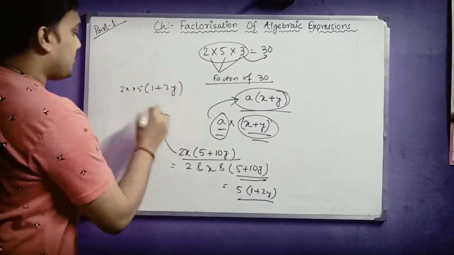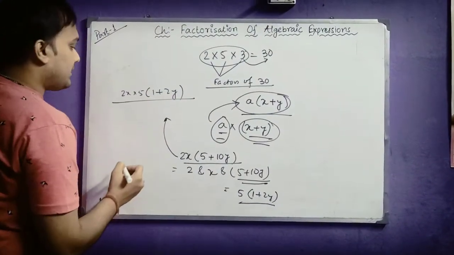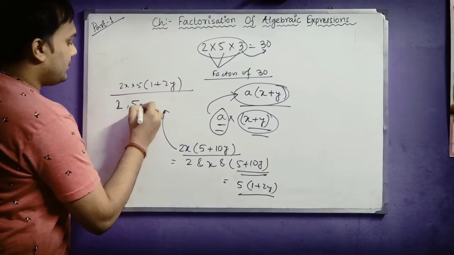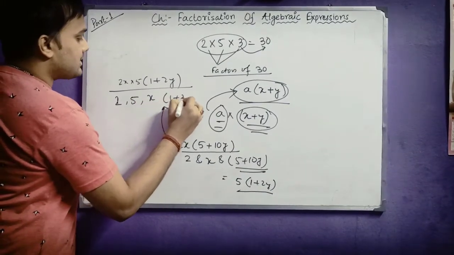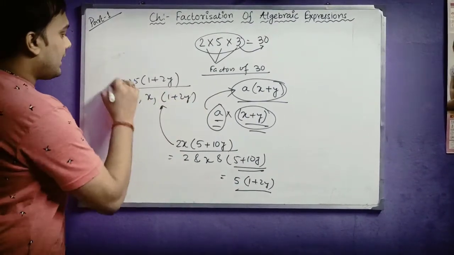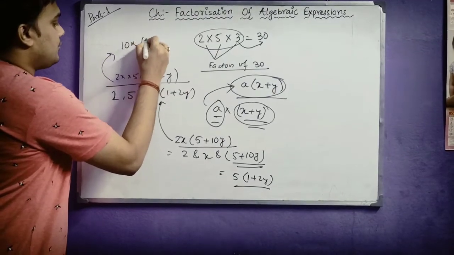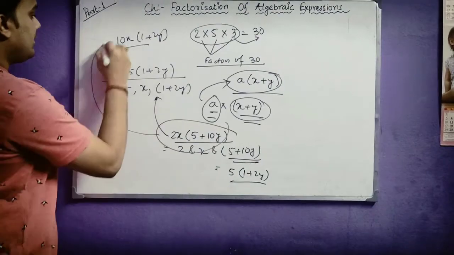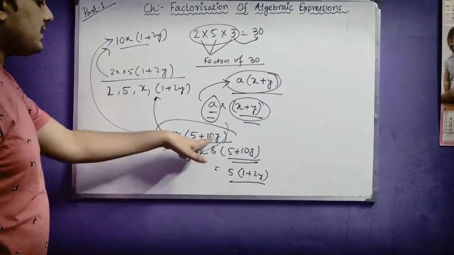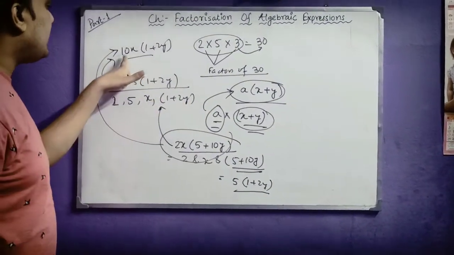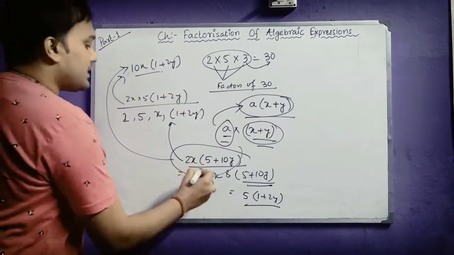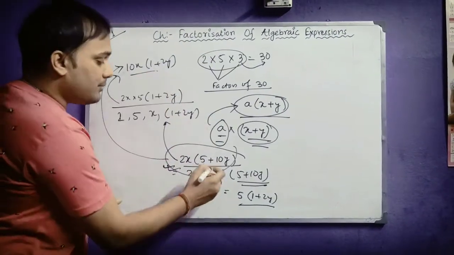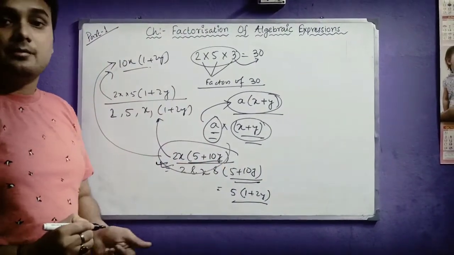Okay, that means what are the different factors? The different factors are 2, then 5, then x and 1 plus 2y. These are the factors. Or you can write this as 10x into 1 plus 2y. So the complete answer of this question will be this one. Okay, 2x into 5 plus 10y will give you 10x into 1 plus 2y. So you can say that 2x into 5 plus 10y is not the completely factorized form. This is the factorized form. Why? Because this 5 plus 10y is not in completely reducible form.